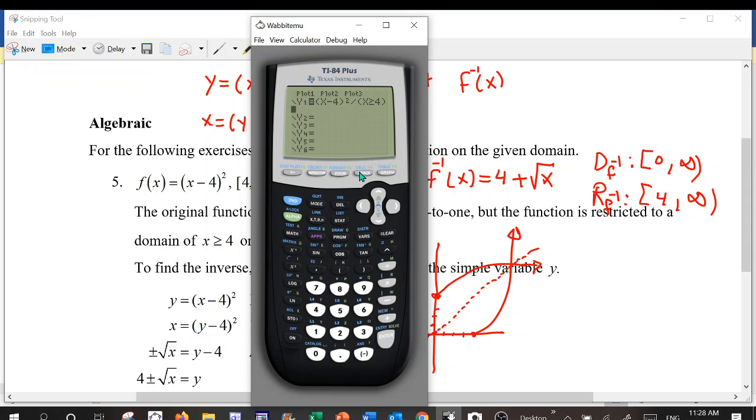So let's go see. Let's go to zoom 4, or zoom 6 actually, so we can get a better picture of it. So you see, it only graphs that part. So this part is not graphed.